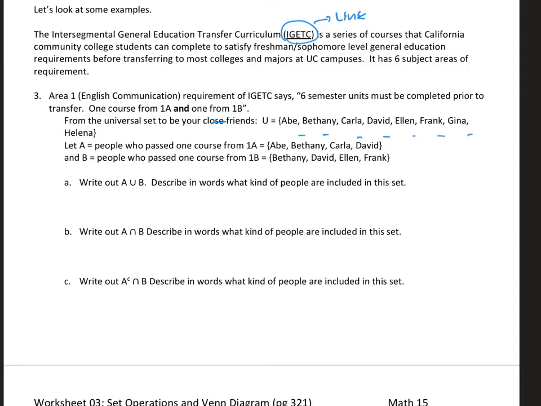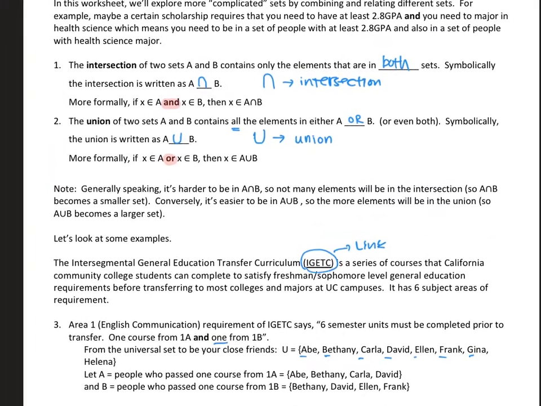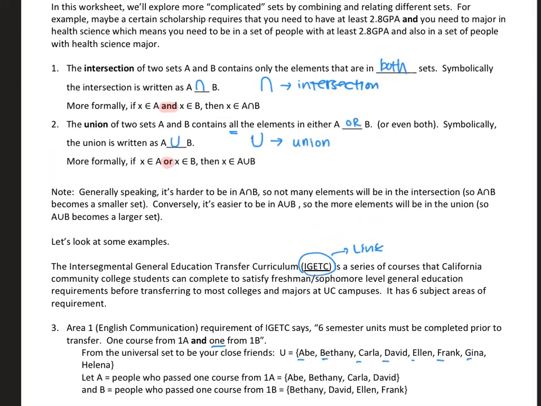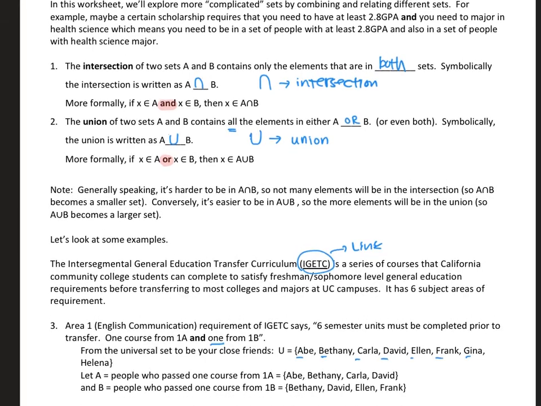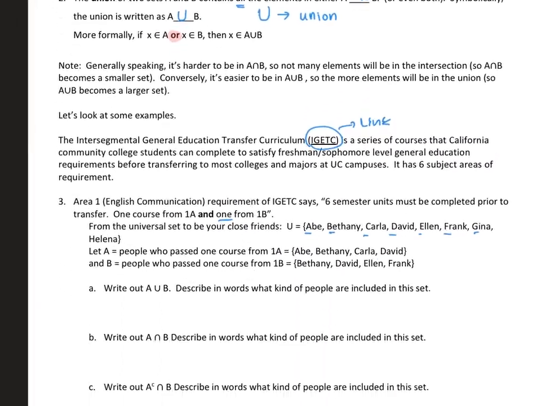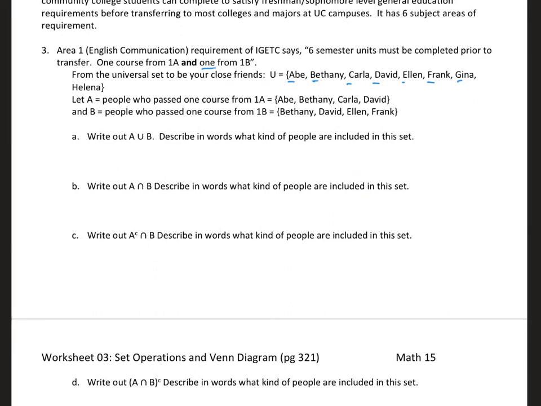So let's get part A. It says write out A union B. Again, what was union again? The U thing means you can either be in A or in B or even in both. That means whoever took 1A, whoever took 1B, or even took both classes. As I said before, union is easier to be in, so you're going to get more people in it. So when I find the union, I'm basically writing out everyone in A. So Abe, Bethany, Carla, David.